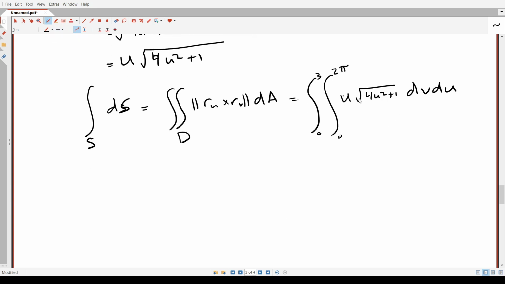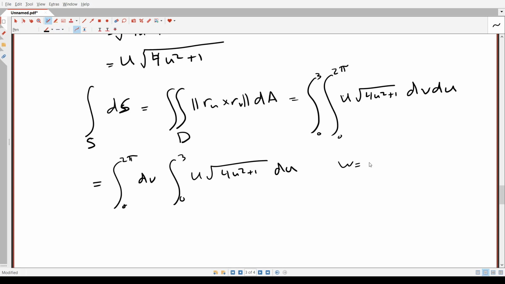Okay, so this doesn't depend on v at all, so it's separable, so I can write this as the integral from 0 to 2 pi dv times the integral from 0 to 3 of u root 4u squared plus 1 du. And then to do this, it would be a u substitution, but I'm going to use w instead. w equals 4u squared plus 1, dw equals 8u du. So I need to multiply and divide by 8. So I have 8 here and multiply by 1 over 8 out in front. And then I do the change of variables.